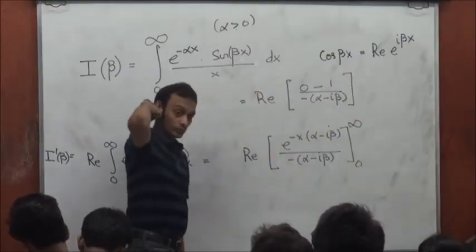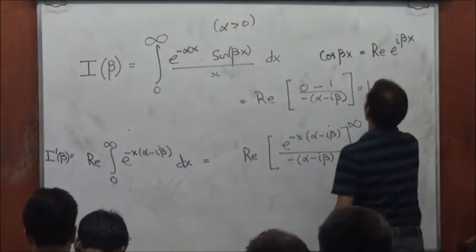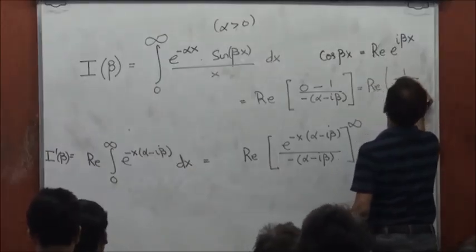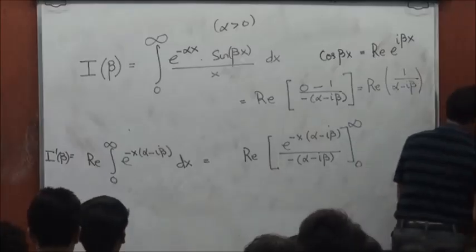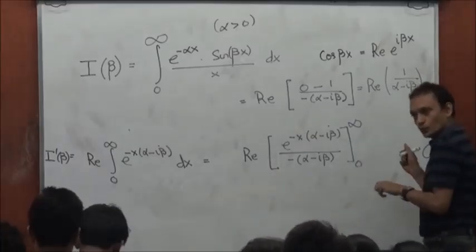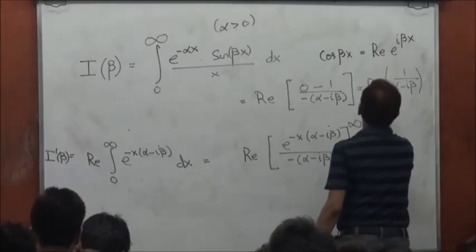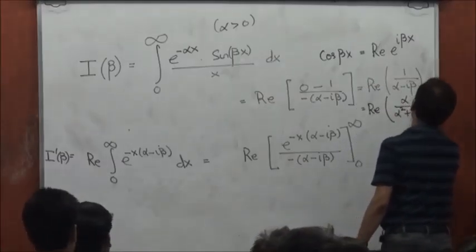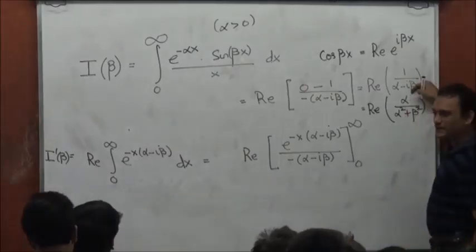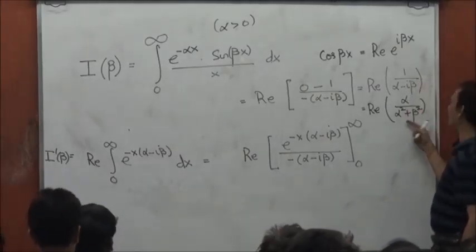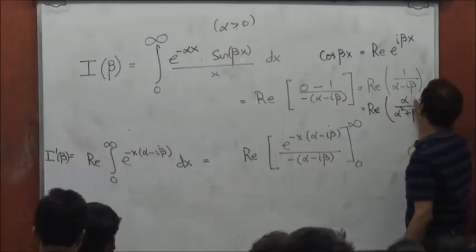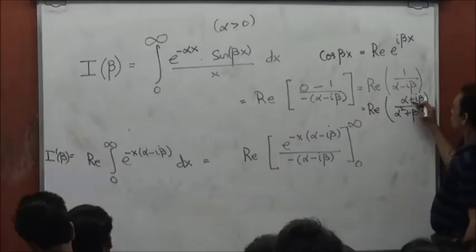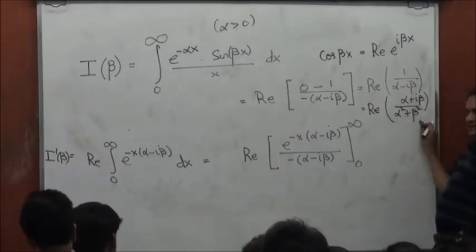Yes or no? Which would be the real part of 1 by alpha minus i beta, right? No? Which is the real part of alpha by alpha squared plus beta squared, multiplying by alpha plus i beta, which is alpha by alpha squared plus beta squared, alpha plus i beta. So this is going to be alpha by alpha squared plus beta squared, right?